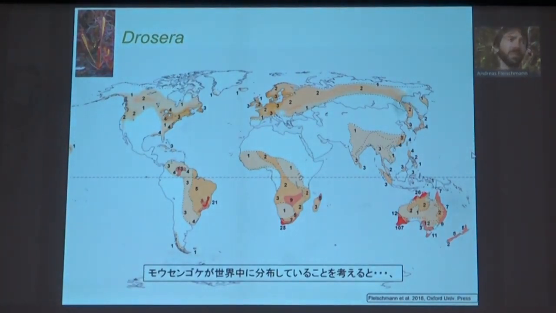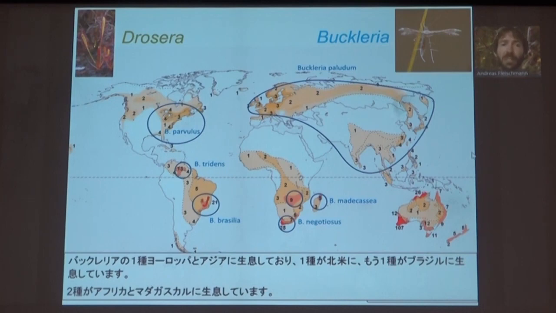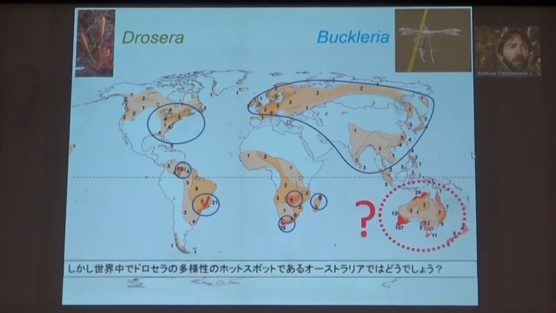If you look at the global distribution of Drosera, then we see that in all of the centers of Drosera diversity, there's also Buchleria. So we have this Eurasian species, then we have one species, Buchleria parvulus, in North America, 2 species in South America, and 2 or probably 3 species in Africa and Madagascar. But what about the Drosera diversity center in Australia? Most Drosera species globally are found in Australia.